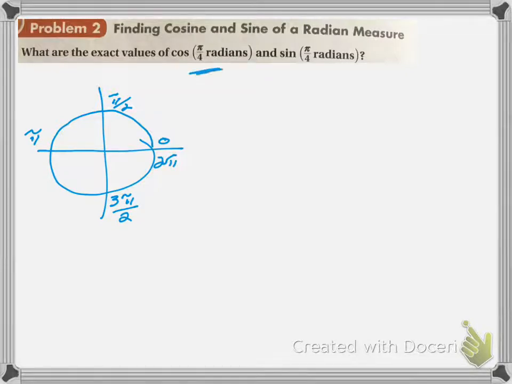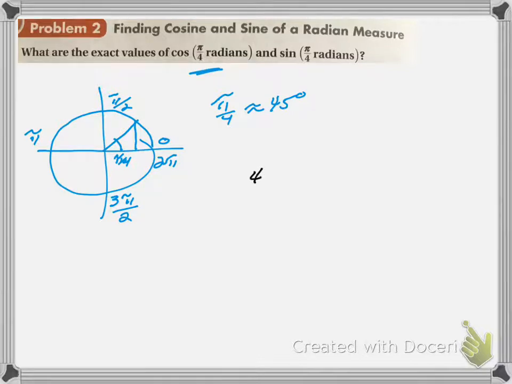So if we're looking at pi over 4, that's going to be right in that area here. Okay, so this is going to be pi over 4. So if I were to take 180 divided by 4, that's really the same as 45 degrees. So what I do is I want to find the cosine and the sine. Remember, let's make a right triangle here, drop that down. Okay, so how do I find that?